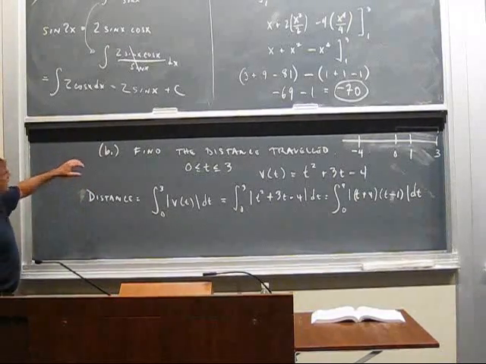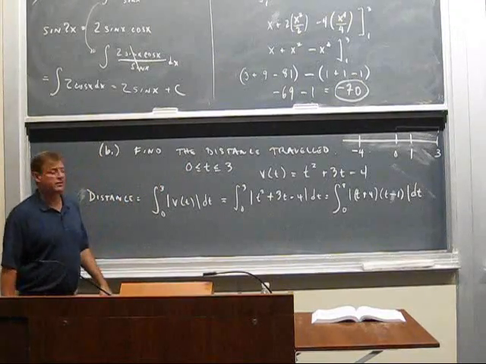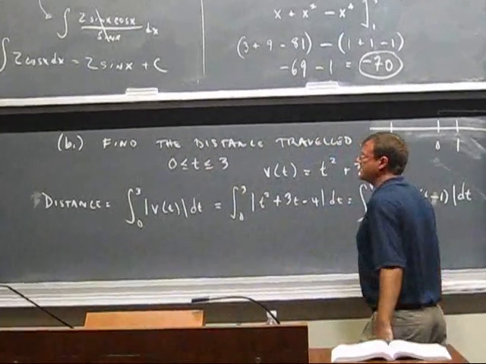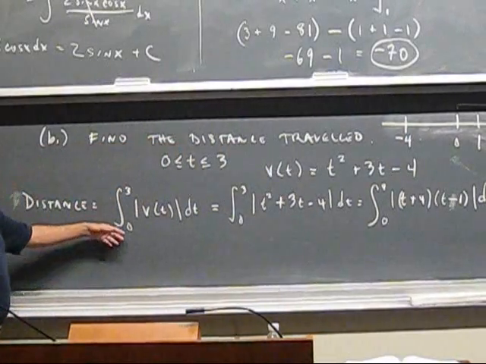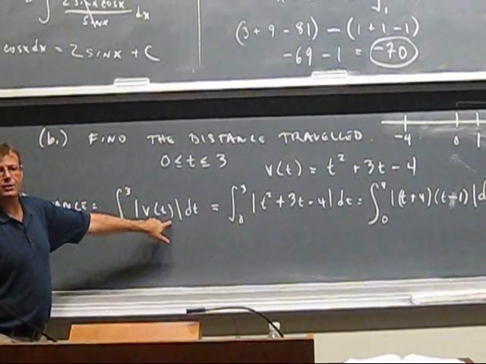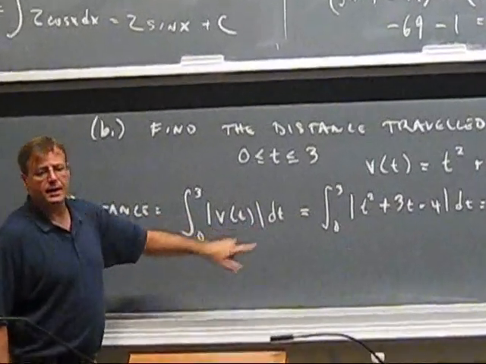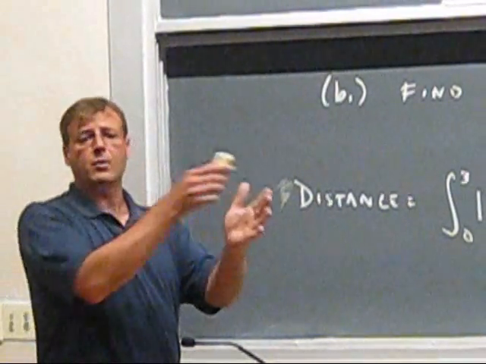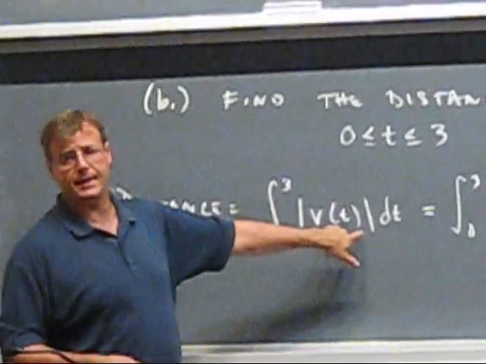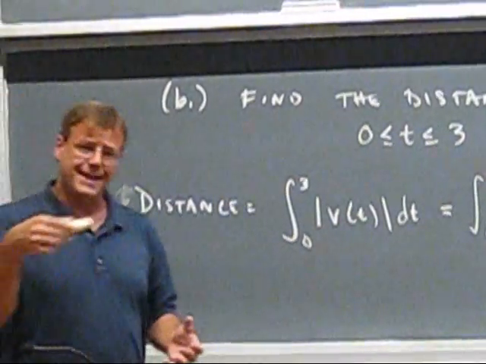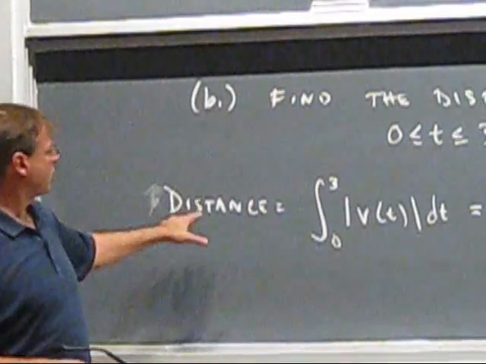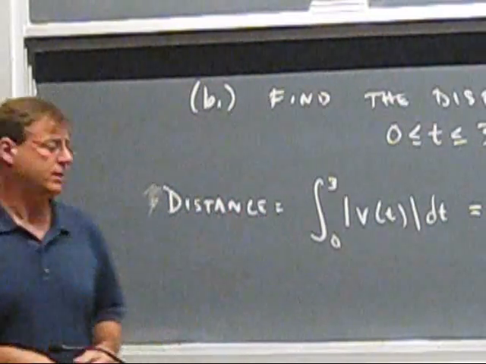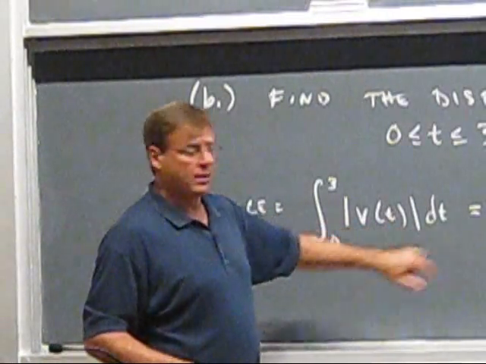Okay, for part B here, I want to find the total distance traveled during the time interval. The time interval is from 0 to 3. And the distance is found by finding the integral from 0 to 3 of the absolute value of the velocity. The reason I need the absolute value is because when the integral is calculated, if it goes backwards, for instance, that would correspond to the velocity being negative, then the distance would be calculated as a negative distance. It's like it's going backwards. But we want the total distance covered. So even when it's going backwards, we want to consider that as something added to our total distance. And that's why we need the absolute value of the velocity here.